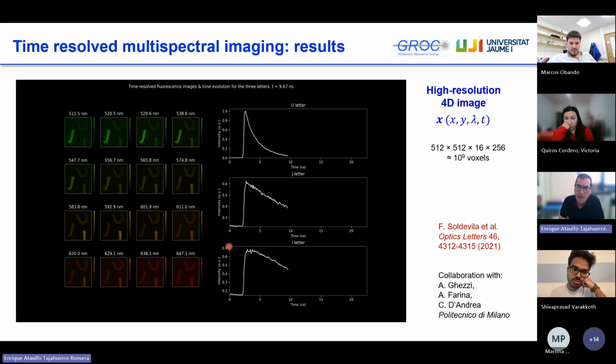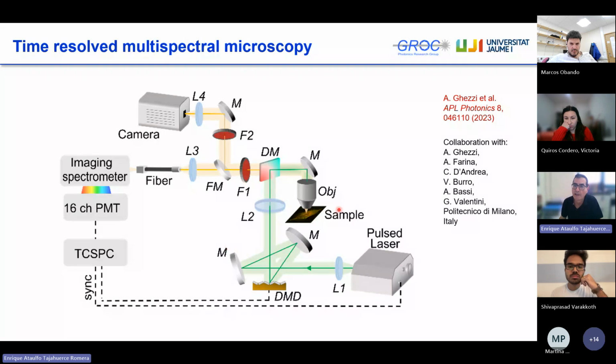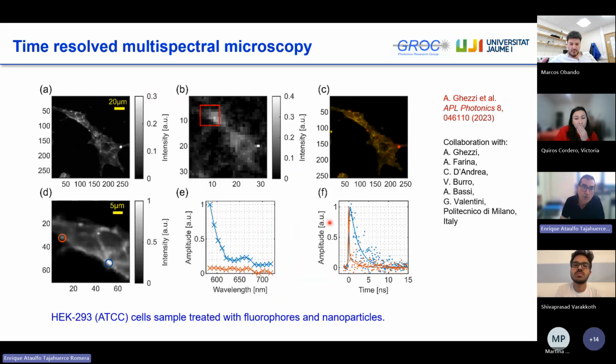After this proof of concept experiment, also in the Politecnico di Milano lab, under the supervision of Andrea Farina and Cosimo D'Andrea, we did the microscope experiment. So we did almost a similar setup. We got to obtain high resolution multispectral images of cells by combining high resolution conventional images taken with cameras with low resolution multispectral and time images taken with single pixel cameras.